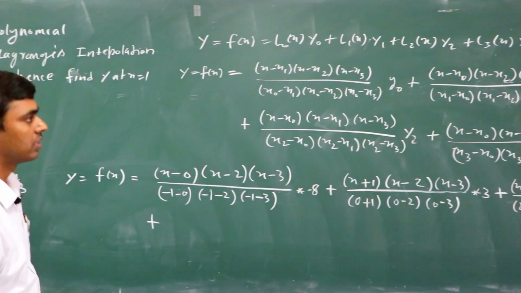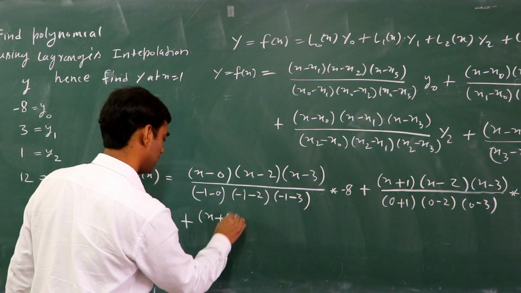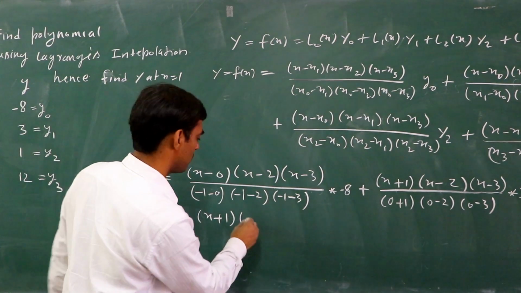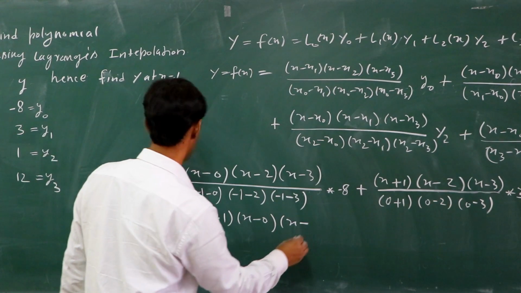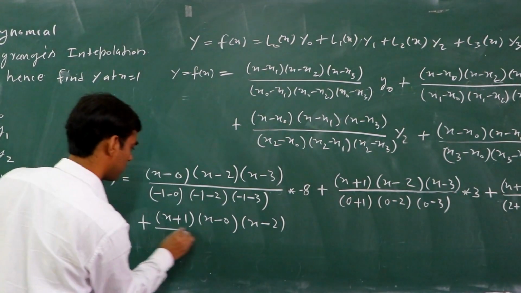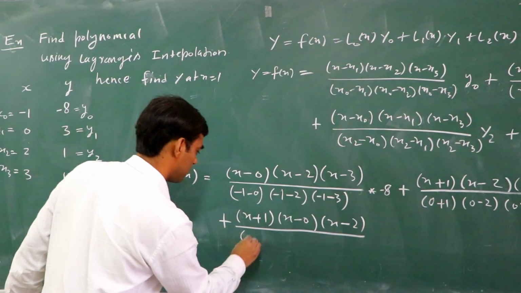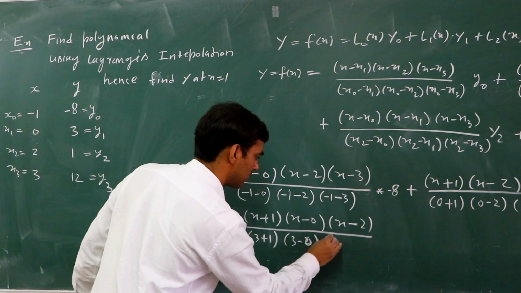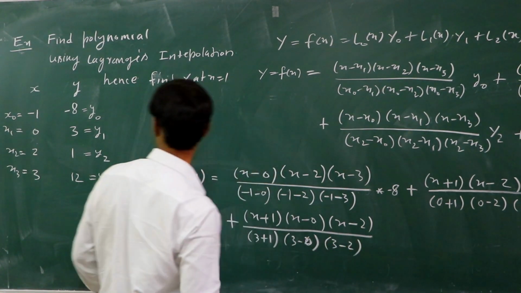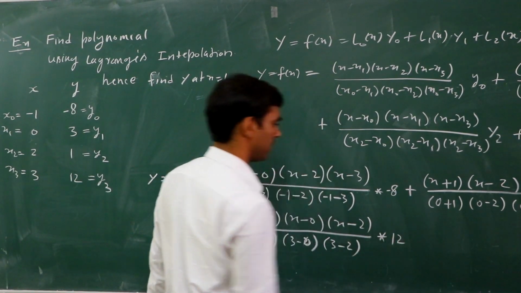And what is the last term? The last term is (x minus x0), that is x plus 1, (x minus x1), that is x minus 0, and (x minus 2), divided by (3 plus 1)(3 minus 0)(3 minus 2), multiplied by y3. What is y3? This one is 12.